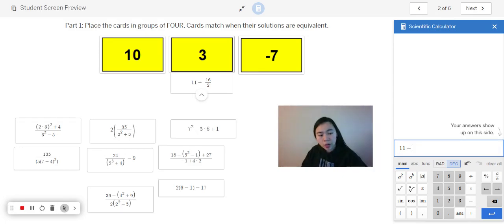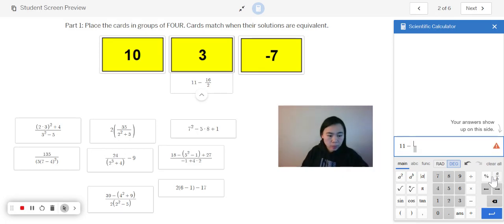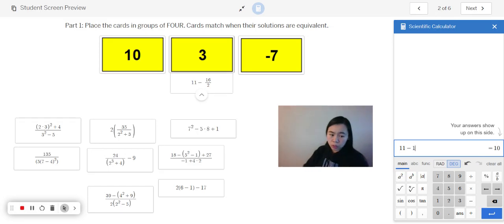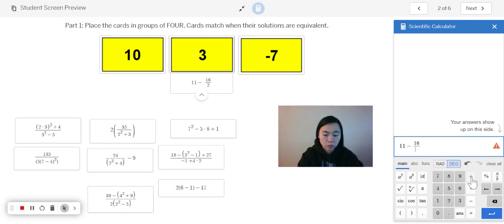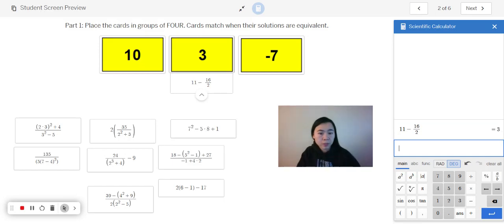Another way you can type in a fraction is you can click this A over B button and then fill in your numerator and your denominator. Another way you can type in a fraction is a symbol of division. So you could also type in 16, click divided by 2. Okay, so that's one calculator skill, how to type in the fraction into Desmos.